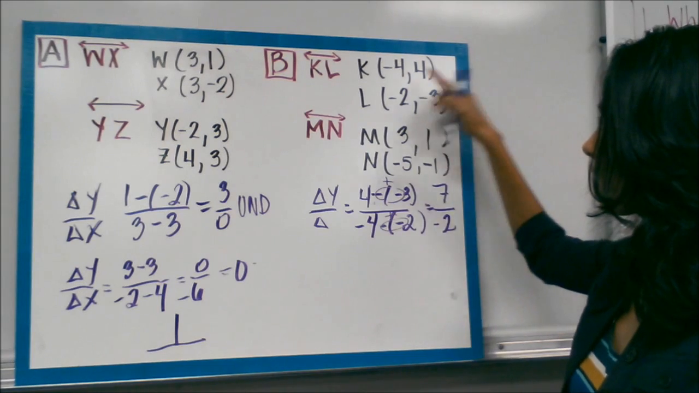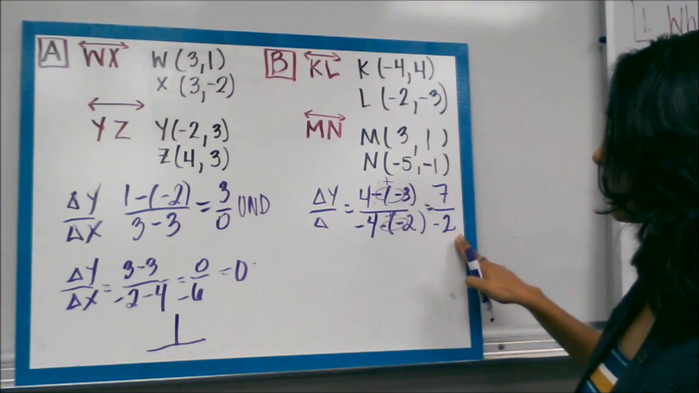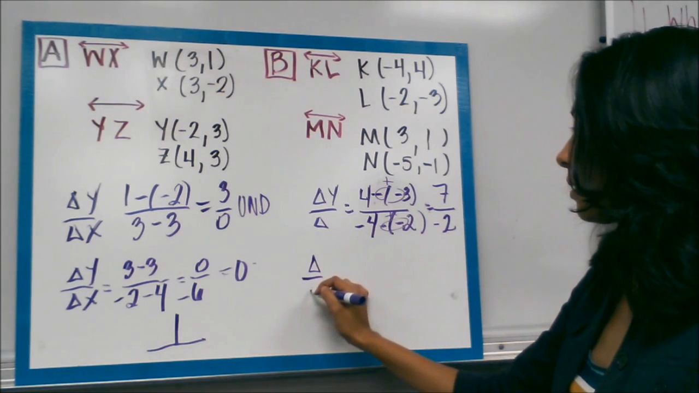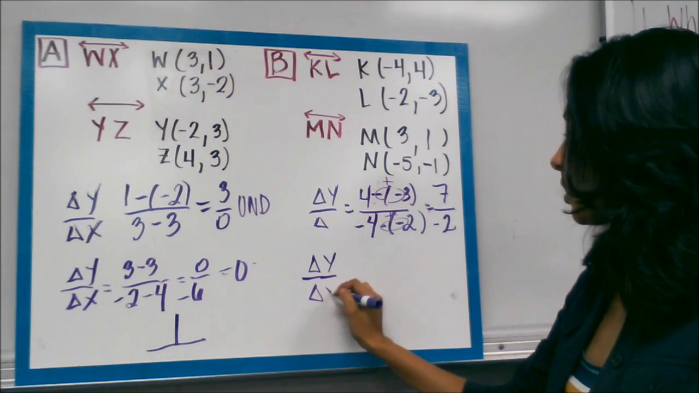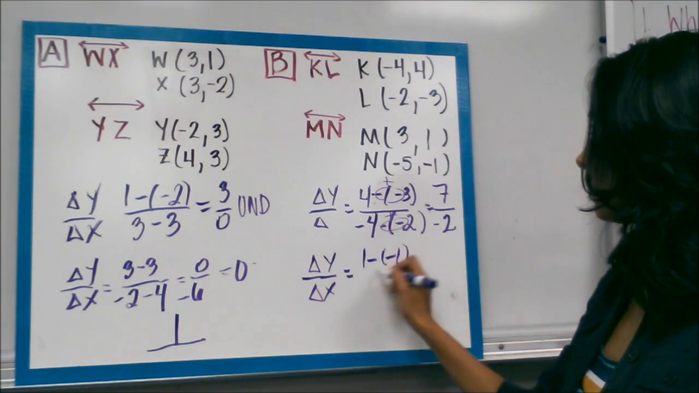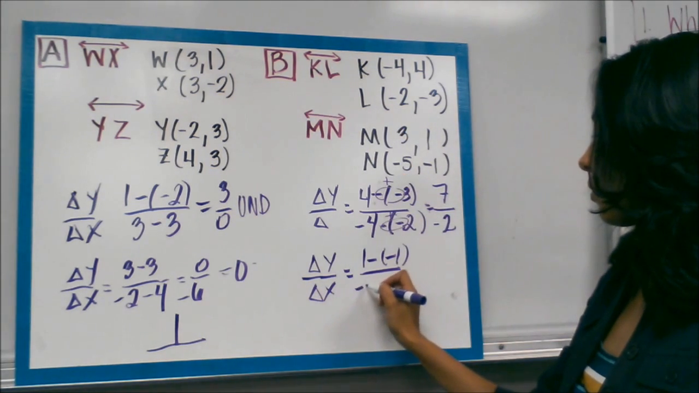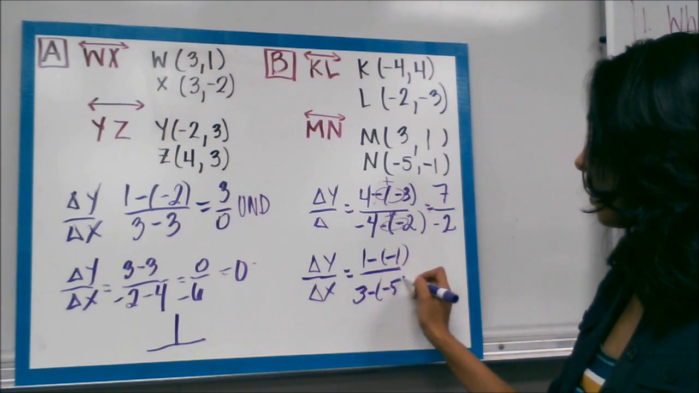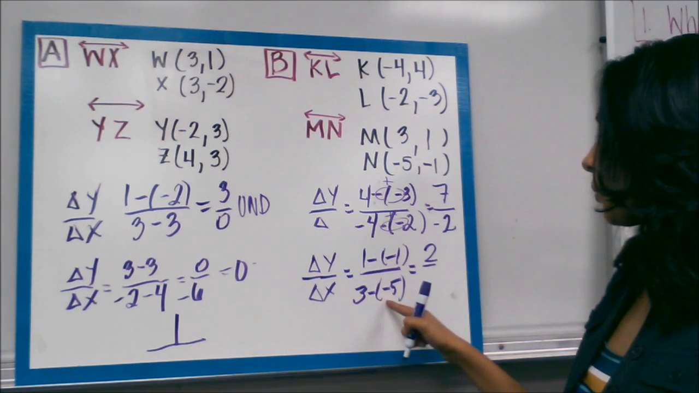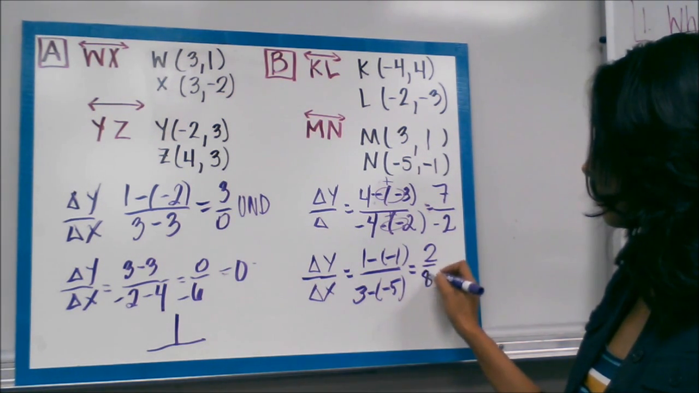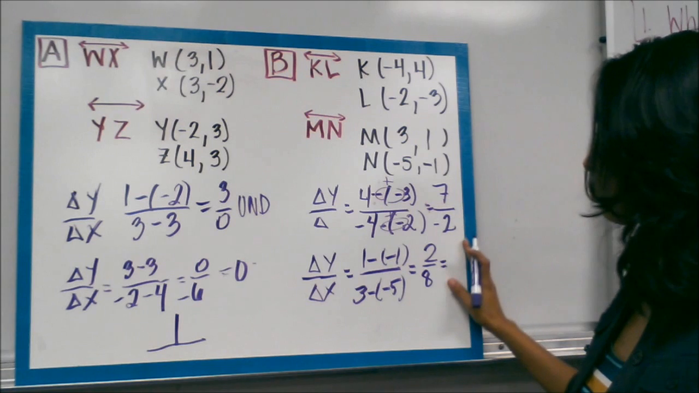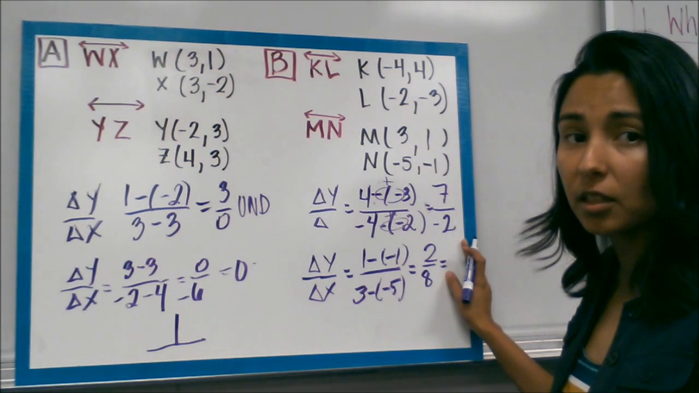Okay, so that's my line KL. KL has a slope of 7 over -2. MN, change in Y over the change in X. My Y values, 1 minus a -1 over 3 minus a -5. 1 take away a -1, that's plus, so I have 2 over 3 minus a -5 gives me an 8. And they're not parallel, they're not perpendicular, they're neither.